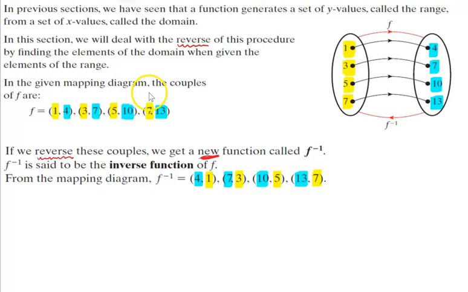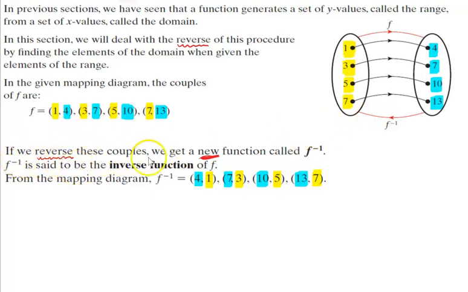In the mapping diagram, the couples of f are f equals (1, 4), (3, 7), (5, 10), (7, 13). So I've highlighted in yellow 1, 3, 5, and 7. And we can see in our mapping diagram, 1, 3, 5, and 7 are the first set of elements. And then I've highlighted in blue 4, 7, 10, and 13. And we can see the right-hand side set of elements is 4, 7, 10, and 13. So they're highlighted in blue.